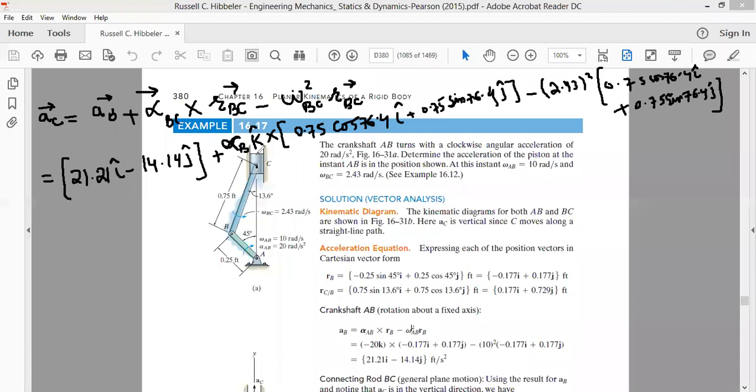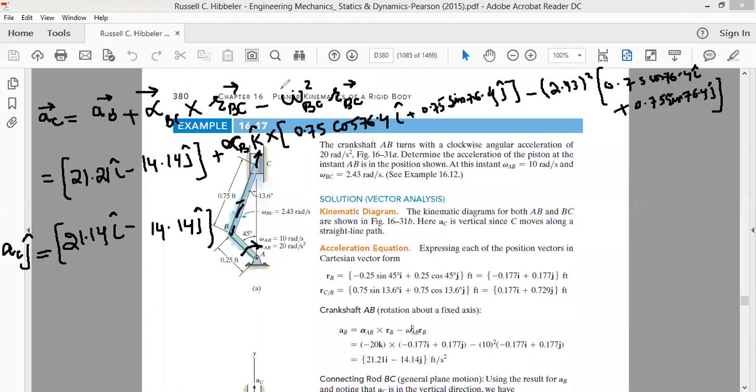Now see, as far as C is concerned, as this crank AB rotates in the clockwise direction, this link BC will be pushed forward. As a result, this C will go upwards. So the acceleration of C will be along the up direction, that is along the j direction. Therefore, you can write this acceleration of C as AC j cap, which will be equal to 21.14 i cap minus 14.14 j cap. Then we can balance the components to obtain the values. It's not a big deal now.